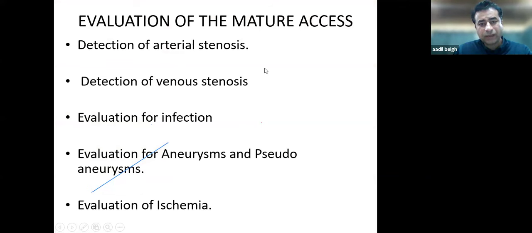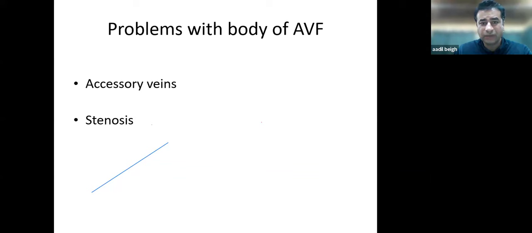So you can detect arterial stenosis and venous stenosis, and evaluate for infections in the access. In a mature access, you can see whether there's an arterial stenosis, a venous stenosis, and the features of infection. There will be swellings, what we call aneurysms or pseudoaneurysms, or you can evaluate for ischemia also.